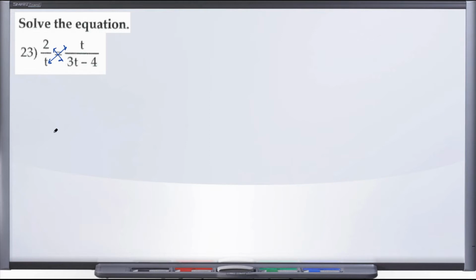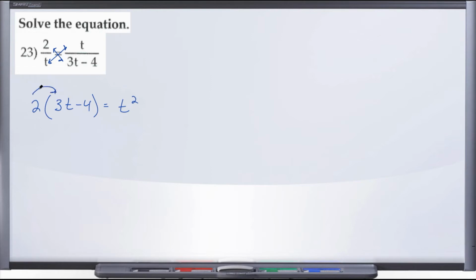And so when we cross multiply here, what we're going to have is 2 times the quantity 3t minus 4, and that equals the cross product of t times t, or in this case t squared. So we know now that since we have t times t, we have a quadratic equation. Quadratic equations, we know that we want to get everything to one side and set the equation equal to 0. So let's go ahead and do that.